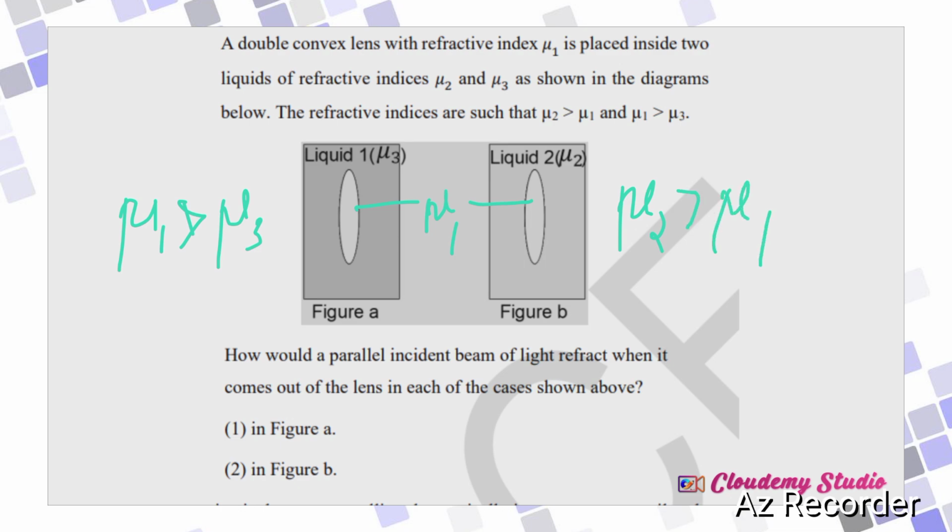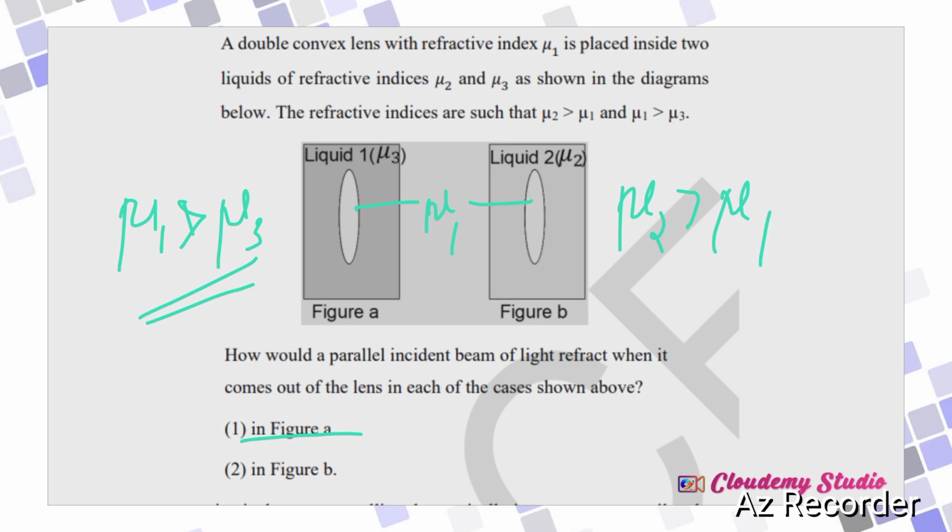So in the first figure, a lens of higher refractive index is being submerged in a liquid having lower refractive index. In such a case, the lens shows convergence. It converges the beam of light which is entering. So the first answer would be: the light ray will converge. The basic concept to be aware of is that when a lens is dipped in a liquid having lesser refractive index than the material of the lens, it shows a converging action.